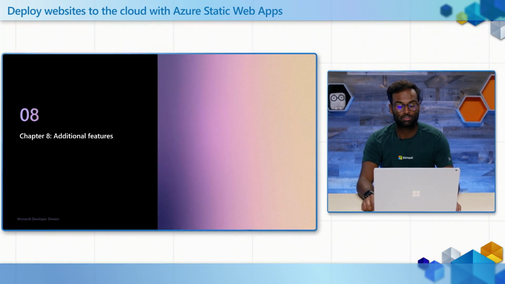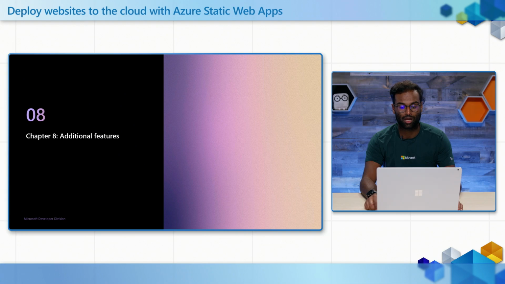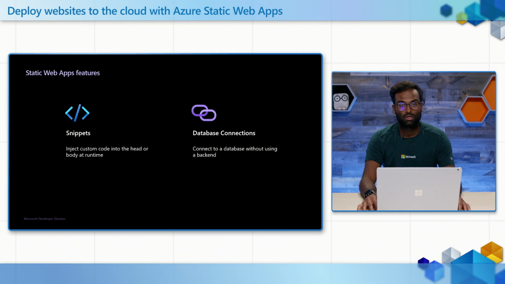Hello and welcome to Chapter 8 of our beginner series of deploying a web app to the cloud with Azure Static Web Apps. Today, we'll dive into a couple additional features of Azure Static Web Apps. Let's get started. The two features that I want to highlight today are snippets and database connections. So currently, snippets inject custom code into the head or body at runtime of your deployment of Azure Static Web Apps. Similarly, database connections connect to a database without using a backend.